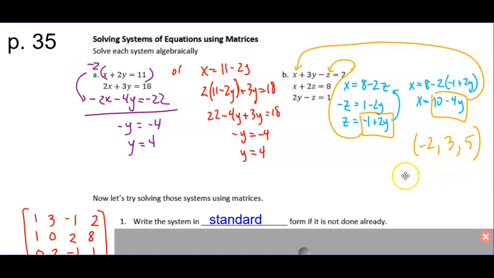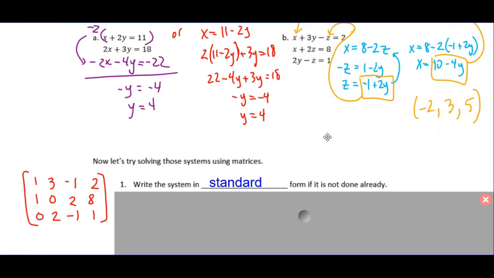But this would take a bunch of work. It would take a bunch of space and time. So where we're going to do this one is on a calculator. First thing you're going to do is write the equations in standard form, which means in order by variable.